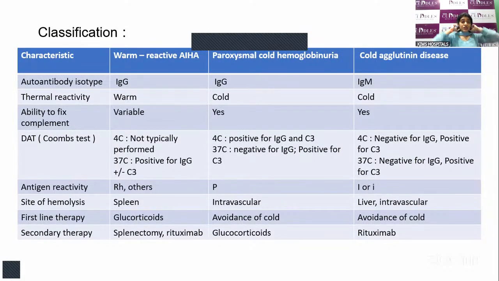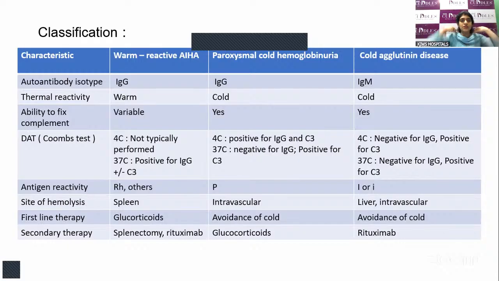So, majorly, autoimmune hemolytic anemia is of 3 different types. That's called warm reactive AIHA, paroxysmal cold hemoglobinuria, and cold agglutinin disease. In warm reactive AIHA and PCH, the predominant autoantibody is IgG. Coming to cold agglutinin disease, it is IgM. And as you can see in the table, PCH and cold agglutinin disease are essentially cold antibodies, and the IgG subtype of warm reactive AIHA is a warm antibody. So what is warm, what is cold?